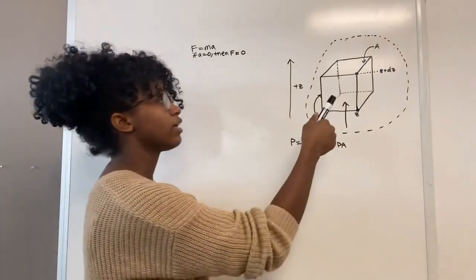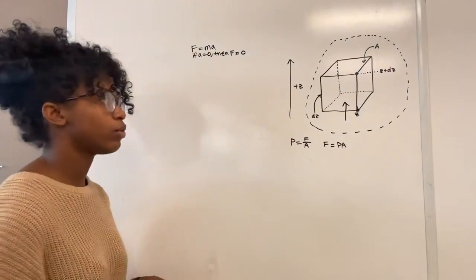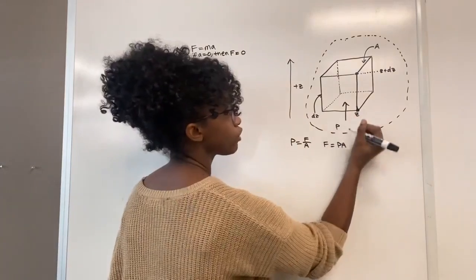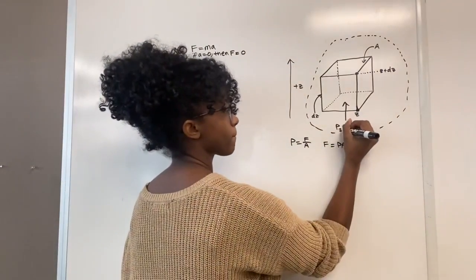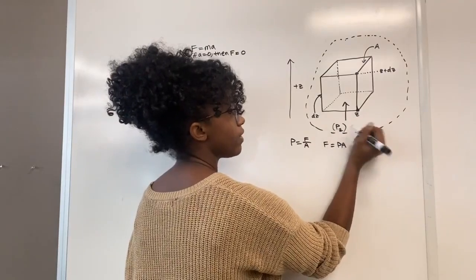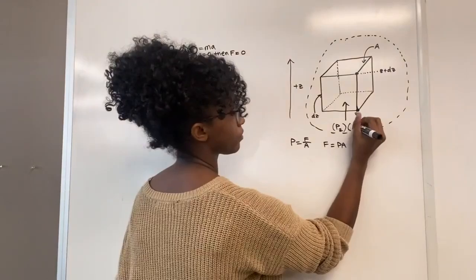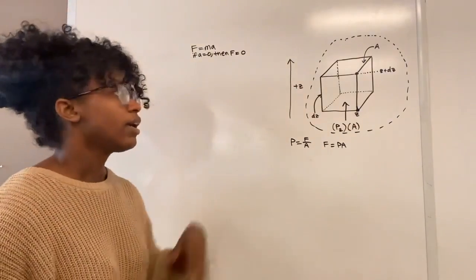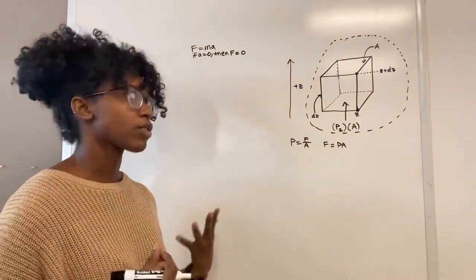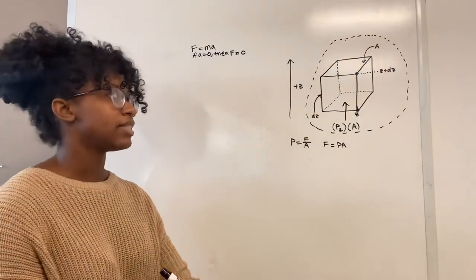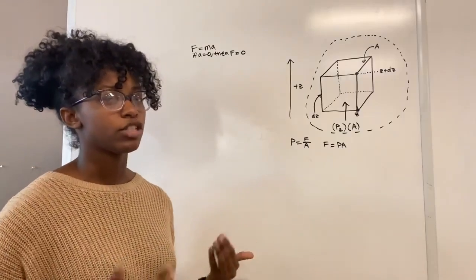And so since we know that there will be a pressure force, we can say that there will be a pressure force at position z, since it's at the bottom of our cube. And then we have to multiply that by the cross-sectional area A. Now what about the top? The top will be very similar. It will also have a pressure force acting on it, but instead of this force being at position z, obviously it will be at position z plus dz.